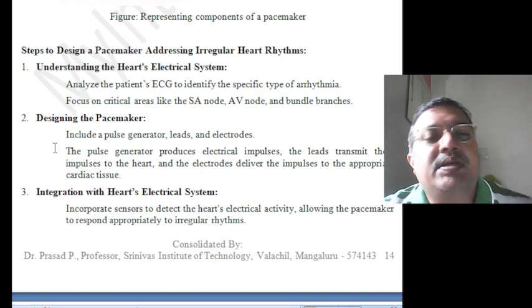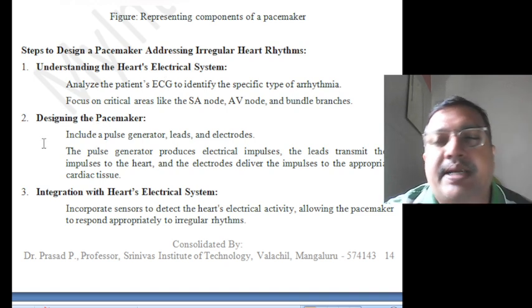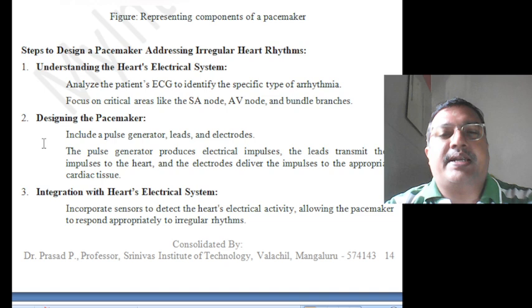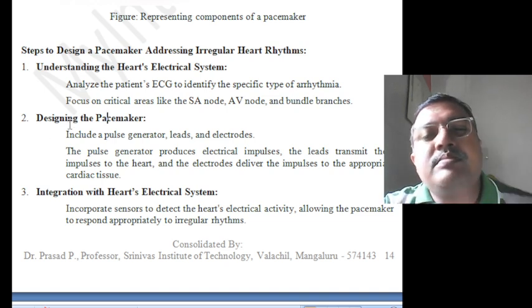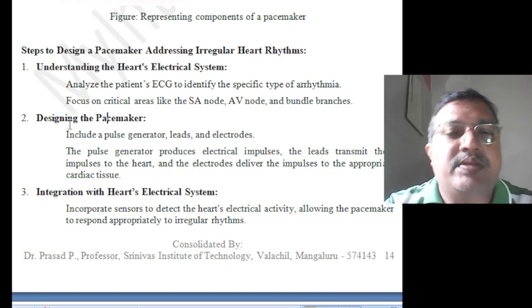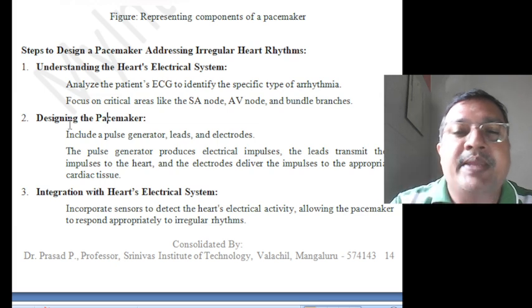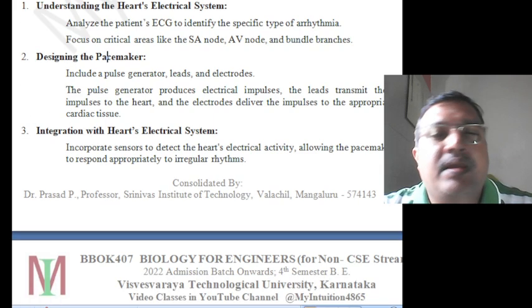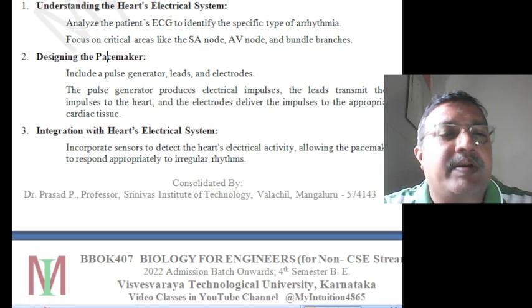When designing a pacemaker, a pulse generator, leads, and electrodes are required. The pulse generator produces electric impulses. The leads transmit these impulses to the heart, and the electrodes deliver the impulses to the appropriate cardiac tissue where the impulse has to be given.